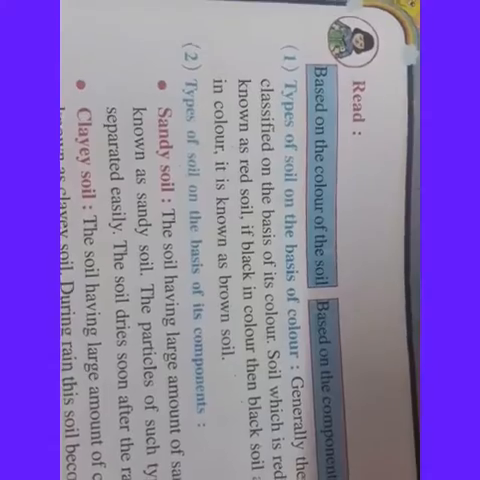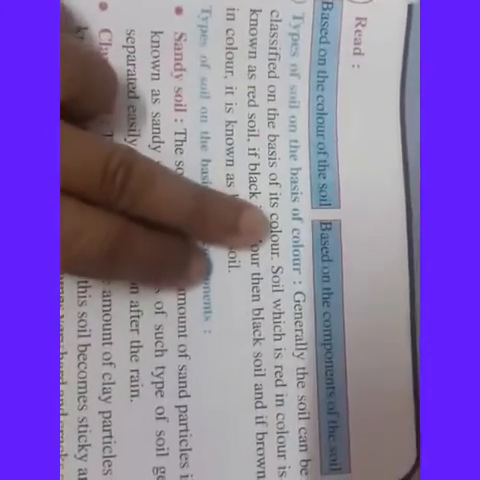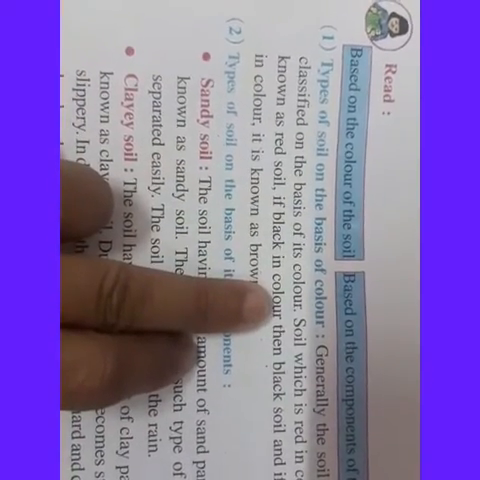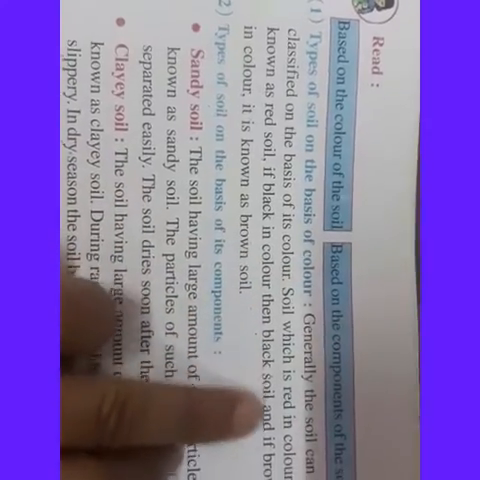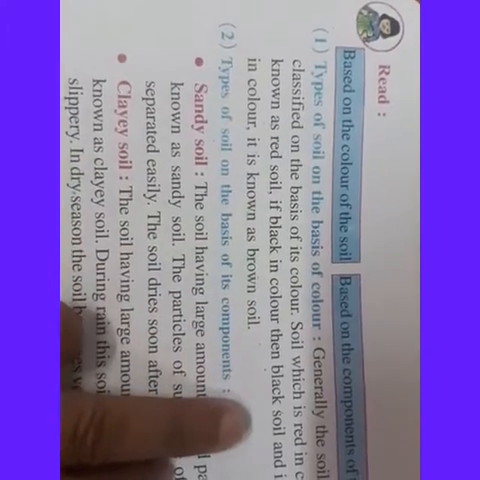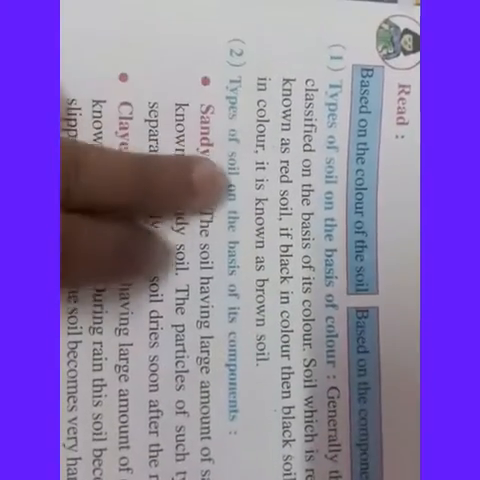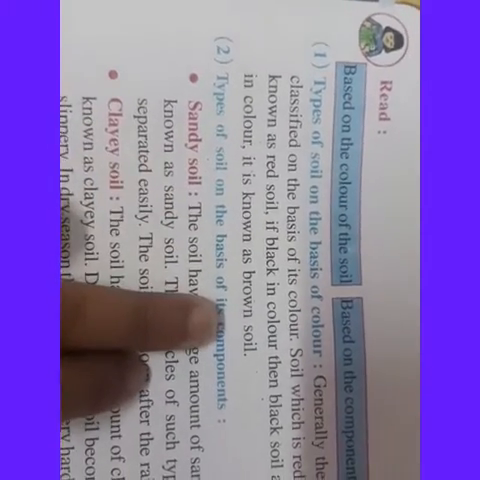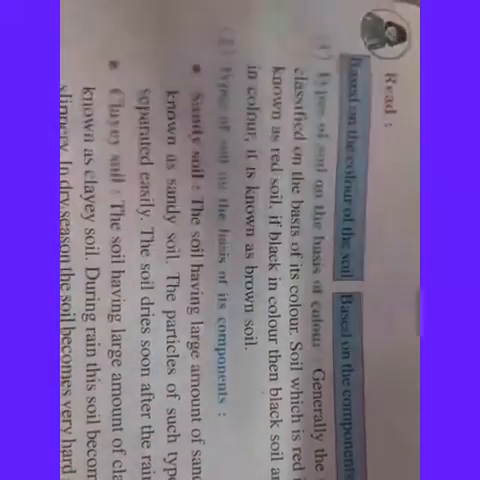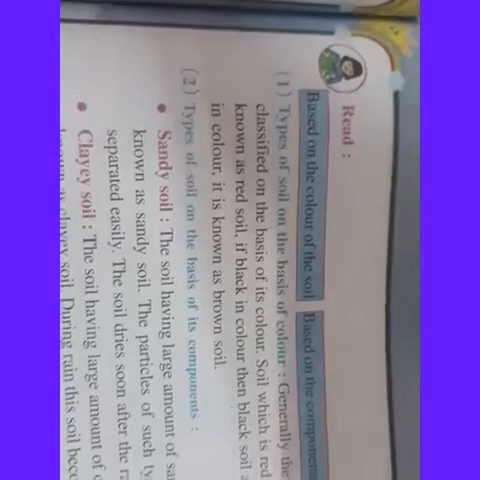Now we move on to page number 77, which reads as based on the color of the soil and based on the component of the soil. First, types of soil on the basis of color. Generally, the soil can be classified on the basis of its color. Soil which is red in color is known as the red soil. If it is black in color, it is called black soil. And if it is brown in color, it is called the brown soil. So on the basis of color, we distinguish it as red soil, black soil and brown soil.